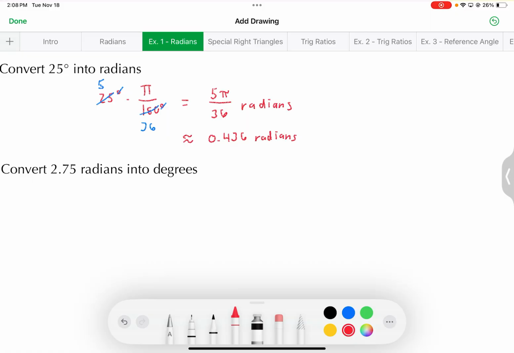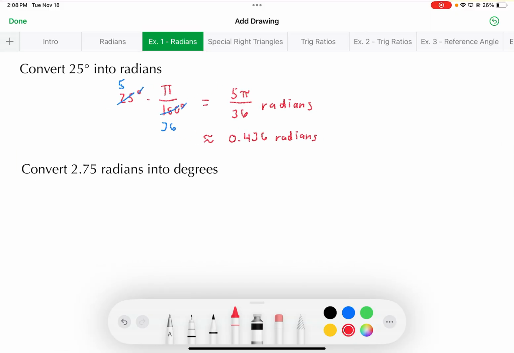Okay, now consider what that means. Picture a 25-degree angle that's subtending an arc within a circle. Whatever the radius is of that circle, multiply it by 0.436, and that would be the length of the arc that's being created by that angle. So in simple terms, if the radius were 1, then the length of that arc would have to be approximately 0.436.